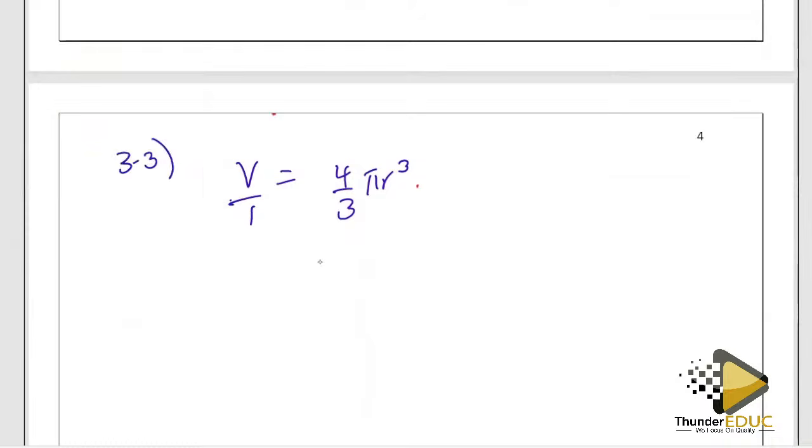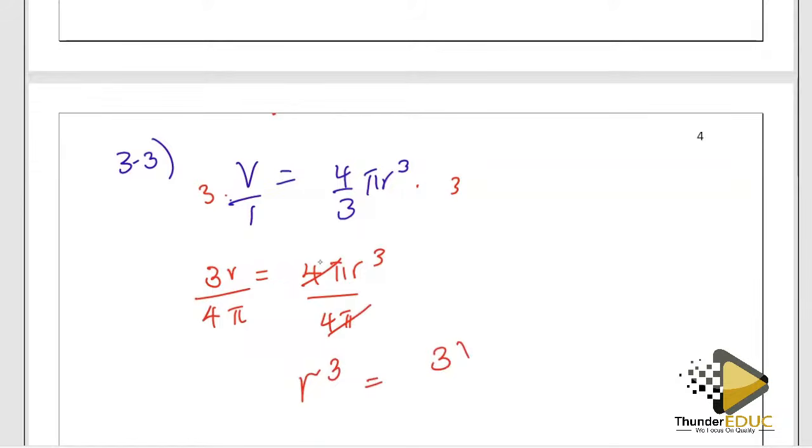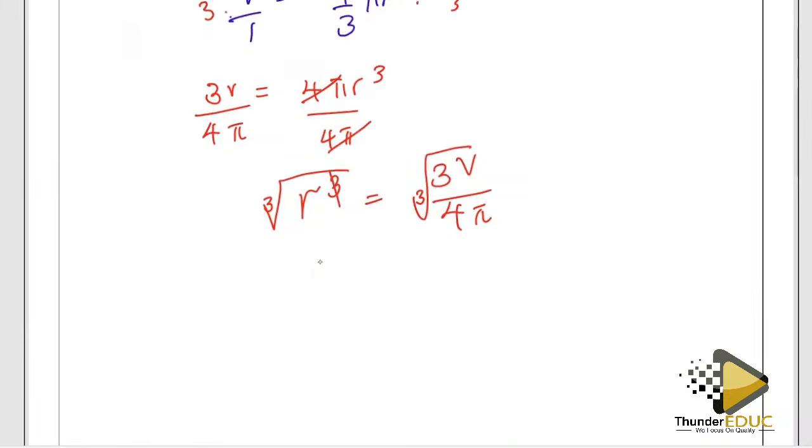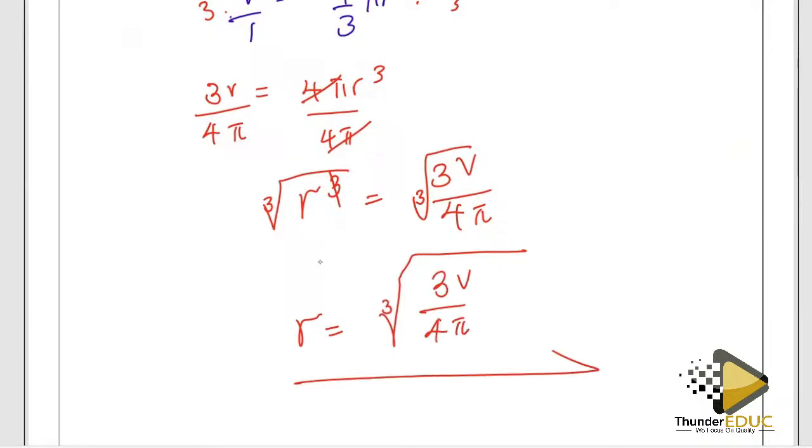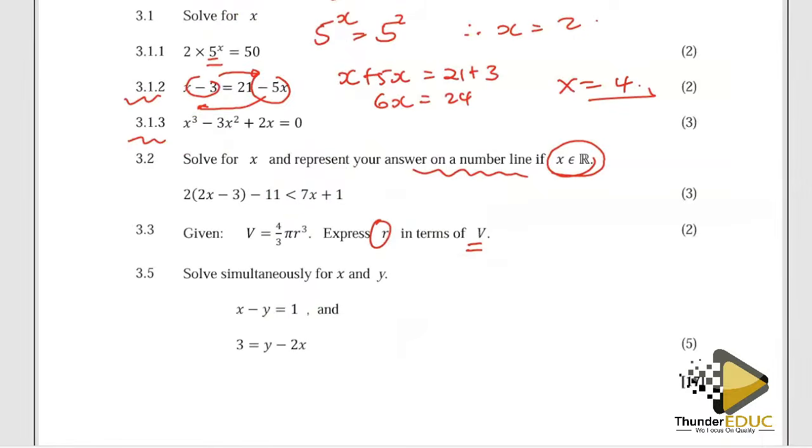Let's multiply both sides by 3. So you have 3V is equal to 4 pi radius cubed. Divide both sides by 4 pi, so over 4 pi, over 4 pi. So this cancels that. Then your r cubed is equal to 3V over 4 pi. And then for us to get rid of this 3, you must find the cube root on either side. So the cube root kills out the 3, which means that our r is just the cube root of 3V over 4 pi. Then that's our answer. Okay, that is for 2 marks.